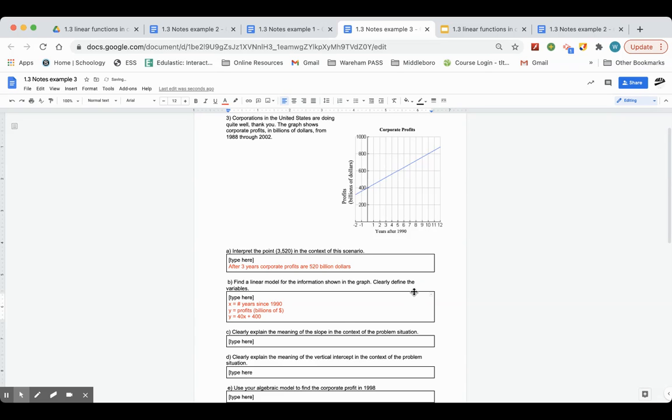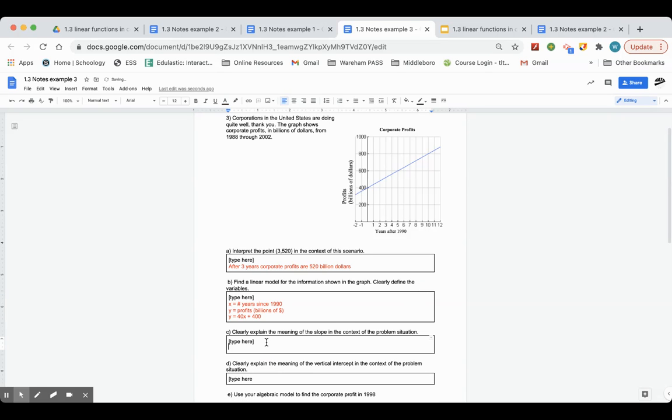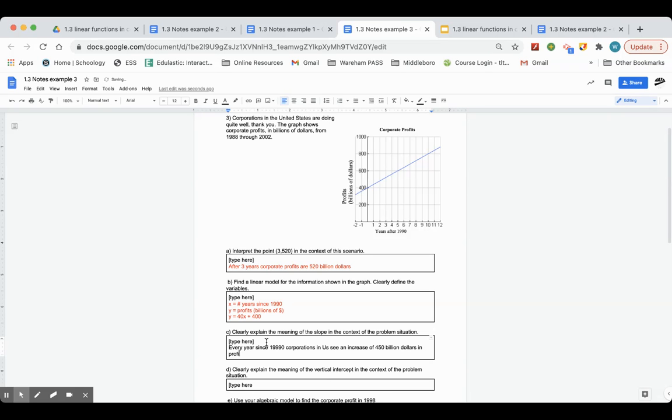Okay, clearly explain the meaning of the slope in the context of the problem. I think I verbally did that. So every year since 1990, corporations in the U.S. see an increase of $40 billion in profits. You can word that however you want. You don't have to word it exactly like I did.